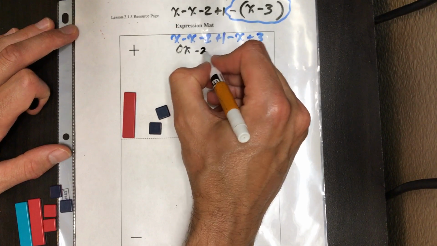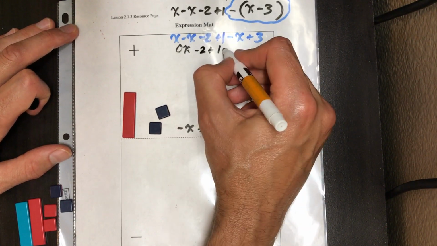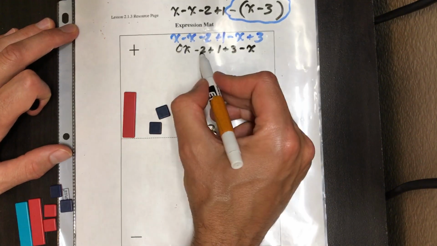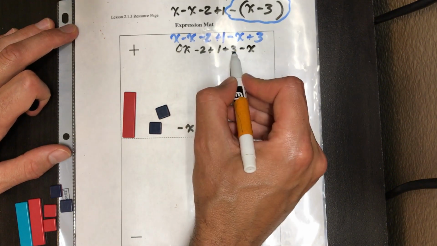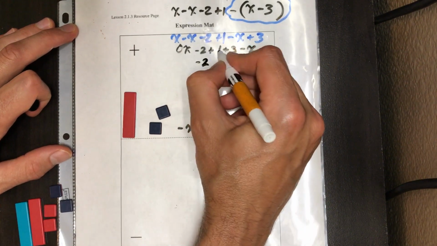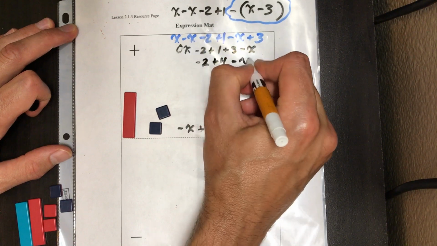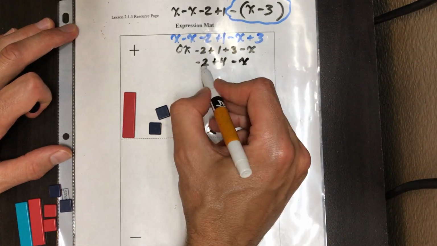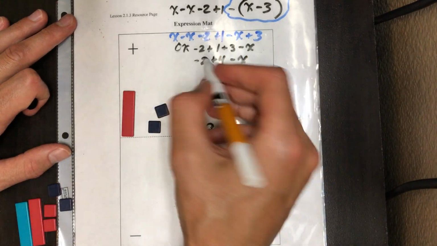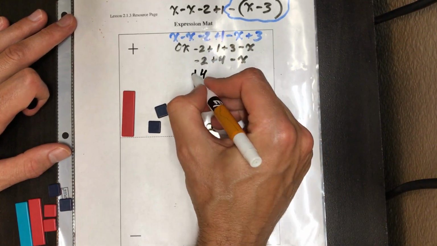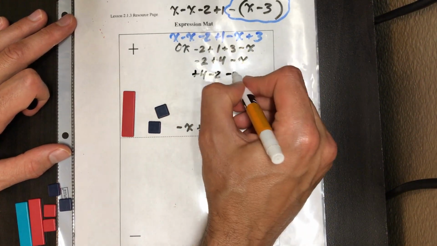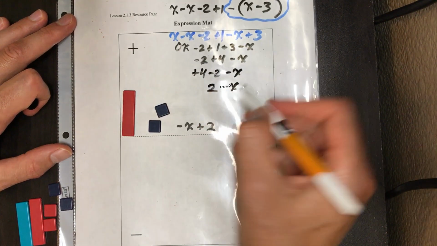What if we just rewrite those like this? How's that? And then don't forget that negative x at the end. Negative 2 plus 1 plus 3. I see 4 positives here, so I could rewrite that as negative 2, and 1 plus 3 is 4, minus x. Now I've got negative 2 plus 4. If I was thinking of my number line, I could do that. I could also think of it as 4 positives and I'm taking 2 away, so I know that's 2. And that negative x really had no other like term to combine with. I've got 2 minus x.